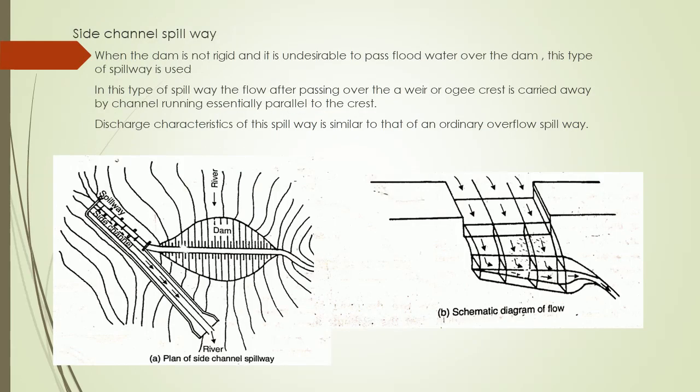Side channel spillway. When the dam is not rigid, and it is undesirable to pass flood water over the dam, this type of spillway is used. In this type of spillway, the flow after passing over the weir or ogee crest is carried away by a channel running essentially parallel to the crest. Discharge characteristics of this spillway are similar to those of an ordinary overflow spillway. The figure shows a side channel spillway.